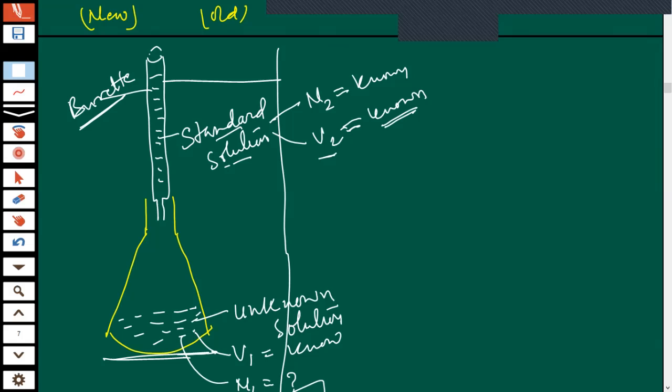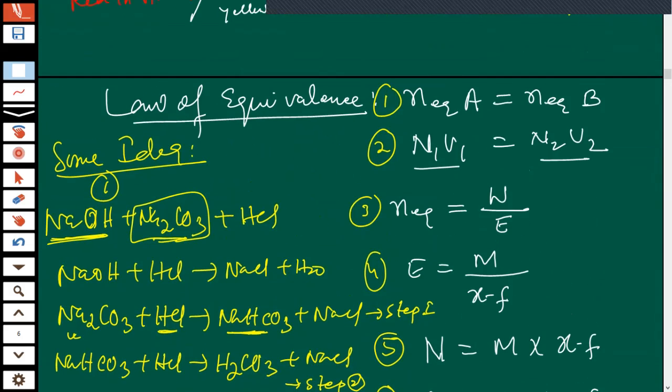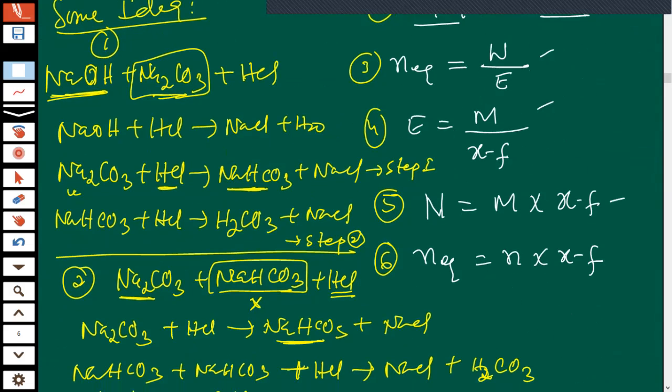Slowly we will add it, so the volume in the burette will decrease. If we start from 0 milliliter, how much volume is consumed will be clearly seen. That is the burette reading. After that, with every reading we get, we will use all these formulas, children. No formula beyond that.